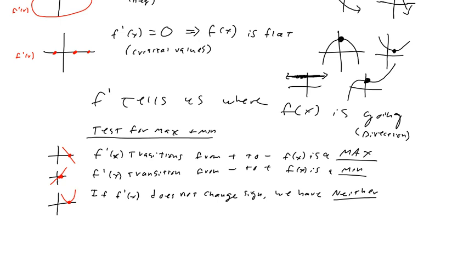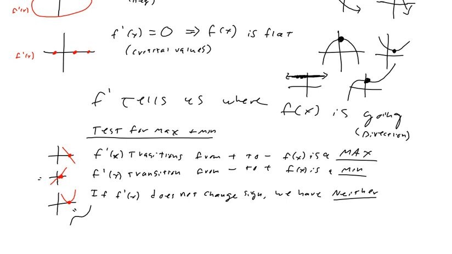So positive, flat, positive. That would look like that in the f graph. Positive, flat, positive, right? Going up, we have a flat spot, and we go up. Not a max or a min. That's what that would create.